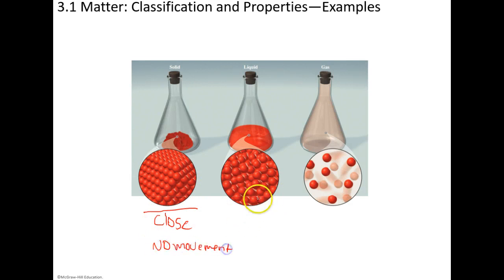Where in a liquid, you have a little bit more space, so you can kind of see there's a little bit of space in between them, and they vibrate a little bit faster. They're close, but not as close as a solid. And then finally, you have a gas where you have lots of area in between all of the gas molecules, and they are moving very quickly.